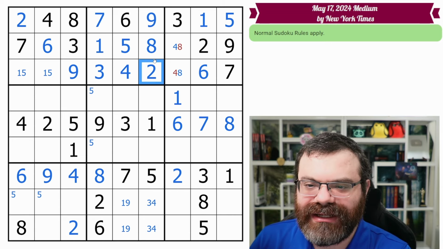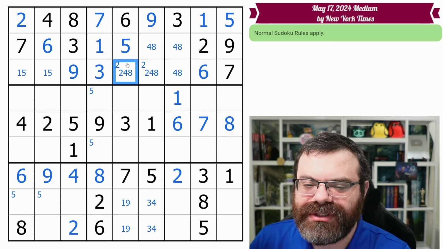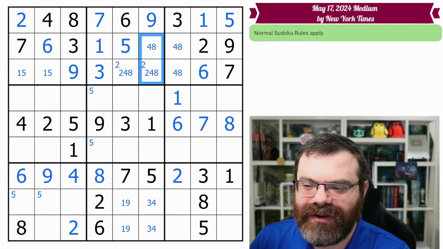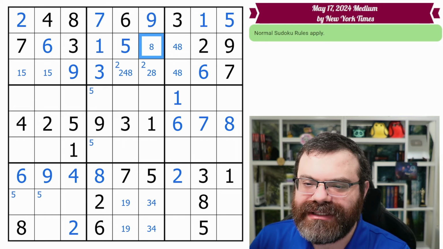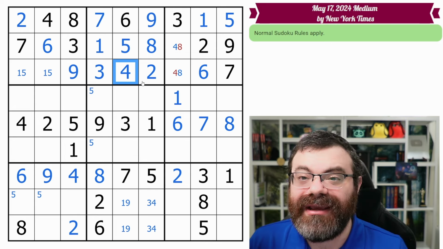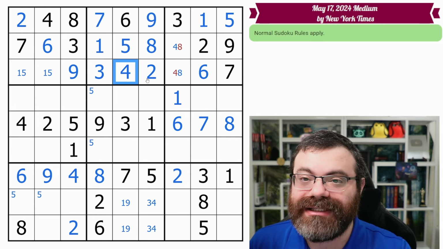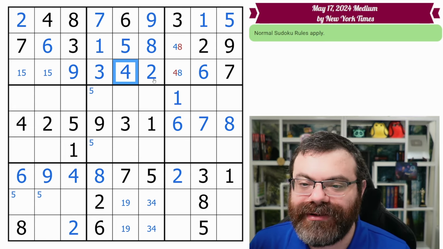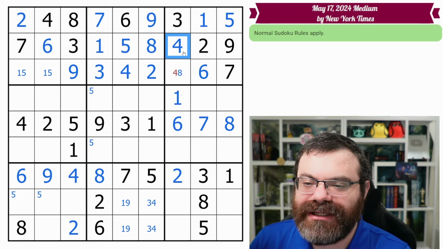Now notice I did that with hidden singles. You can also do it with naked singles, because the 3-4 pair removes 4 from these two, and now this is a naked 8, this is a naked 2, this is a naked 4. This is kind of your introduction to the fact that naked and hidden techniques are two sides of the same coin. If you find one, you're going to find another. Anyway, this 8 looks in, giving us this 4 and this 8.